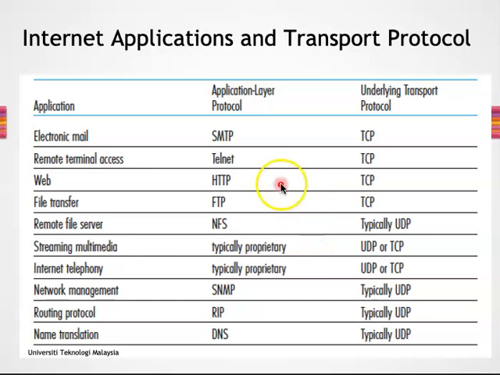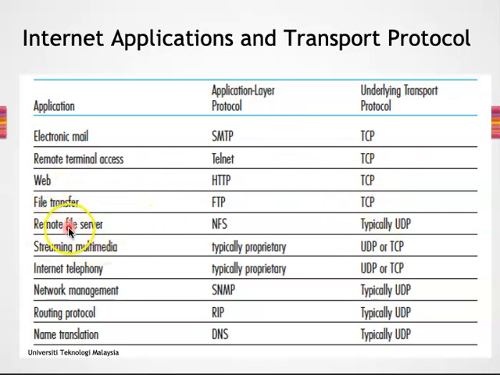In the next slide, we can see some of the popular internet applications as well as the application layer protocol and the underlying transport protocol used by these applications. For example, for electronic mail the application layer protocol is SMTP. It uses TCP rather than UDP for the reason that I told you before: the email can be split into different segments, and if we use UDP, it will raise a problem of out of order delivery. Remote terminal access, web, and file transfer also use TCP.